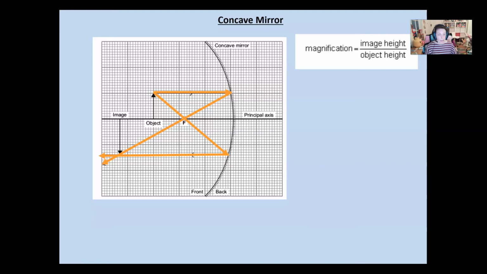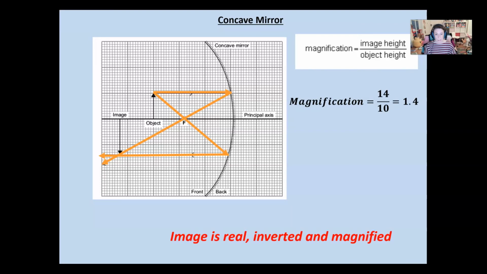And we can calculate the magnification. So it's the image height divided by the object's height. So 14 in this case divided by 10, which is 1.4. So this image is real, it's inverted, and it's magnified.